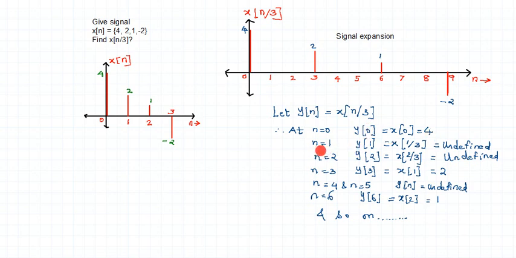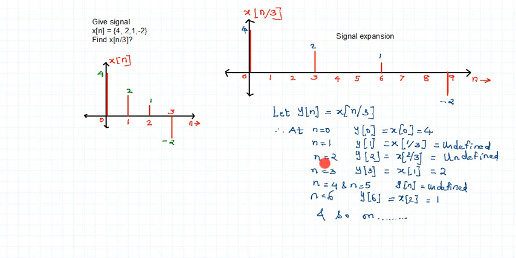With n is equal to 1, I get y of 1. Y of 1 is x of 1 by 3. So x of 1 by 3 is a non-integer value. There's nothing at 1 by 3 here and that's why it is undefined. We don't know what the magnitude is. It is undefined, so such samples are discarded. We don't take such samples in the final output.